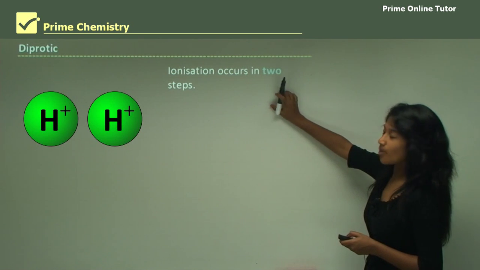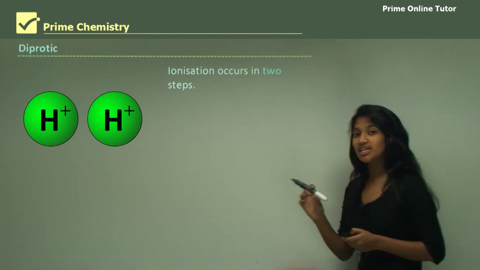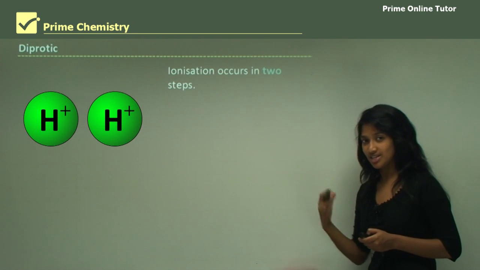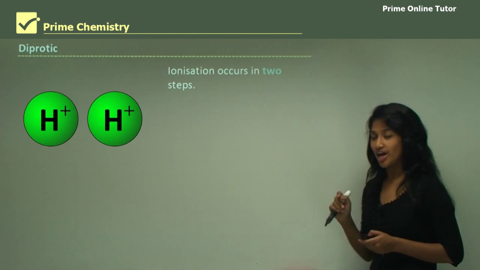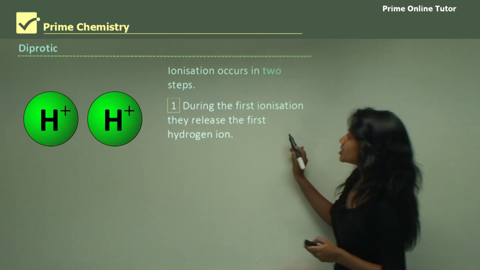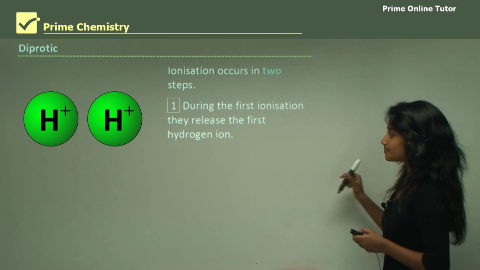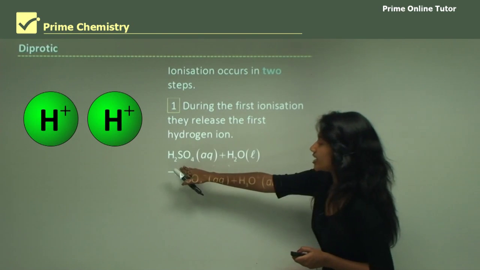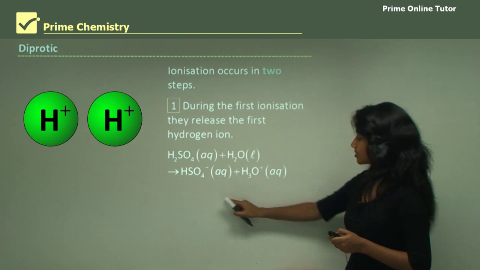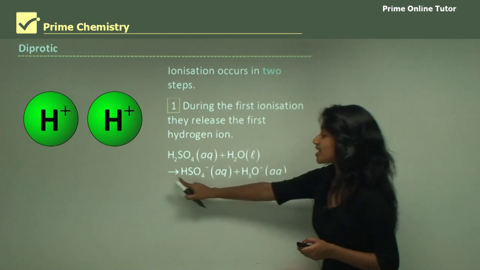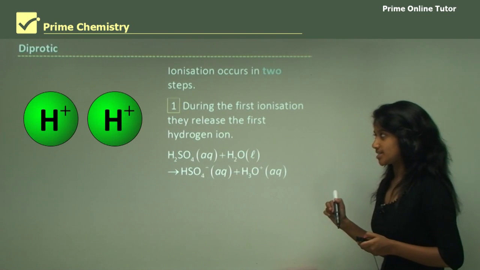Now the ionization, however, happens in two steps, because realize that there are two hydrogens, meaning that only one hydrogen is lost in ionization. So two of these ionizations have to occur to lose both of the hydrogens. So the first step, during the first ionization, they release their first hydrogen ion. So the first step is when H2SO4 reacts with the water to form hydrogen sulfate ion along with a hydronium ion. Realize that this goes to completion because sulfuric acid is a strong acid.